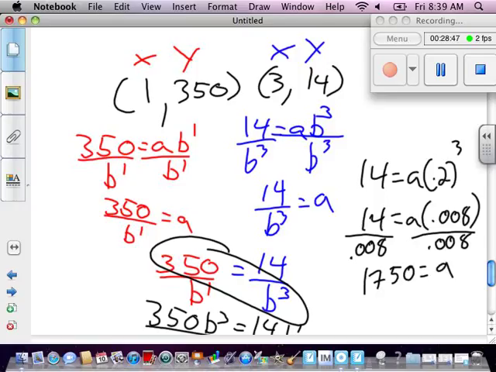So I plug it in. y equals 1,750 times 0.2 to the x. And is it growth or decay? Look at it again. Decay, because it's a decimal.